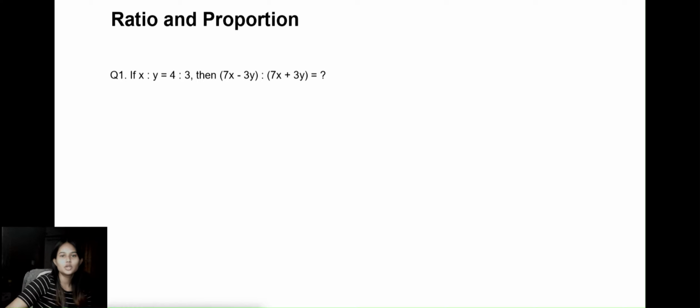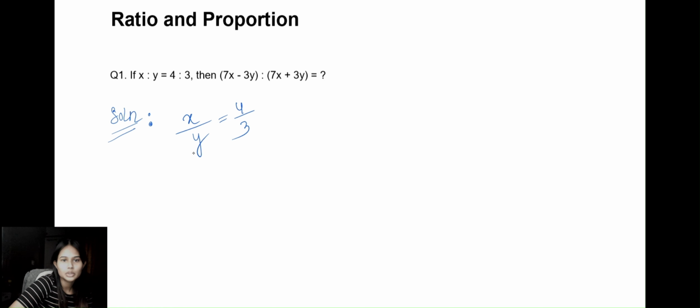Okay, so today we will start with ratio and proportion, right? So there is no formula as such. I would like to jump to the questions first. So given to us, x divided by y is 4 by 3. And we have to find out (7x minus 3y) by (7x plus 3y).